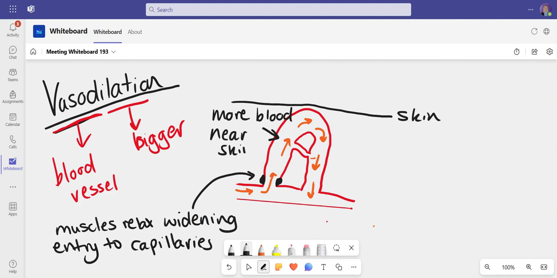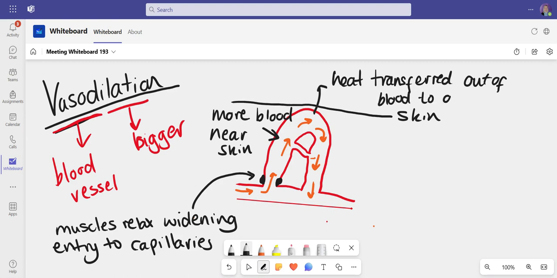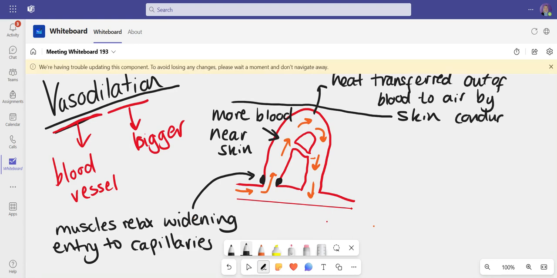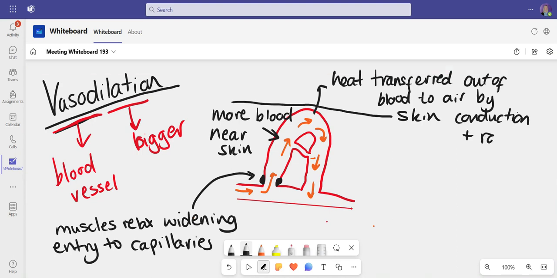And as that nice warm blood flows near the skin surface, heat is lost through the skin. Okay, so heat is transferred out of blood to the air by conduction through the skin, because the skin is solid, and then by radiation out into the air.